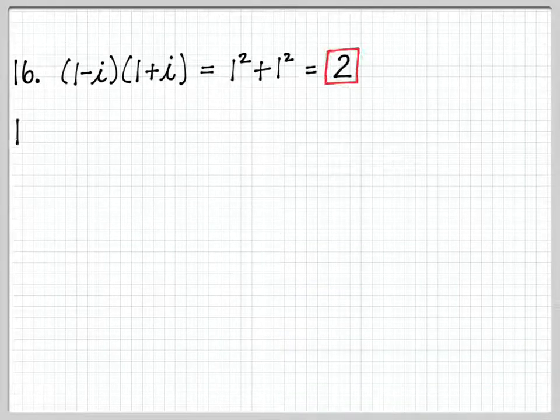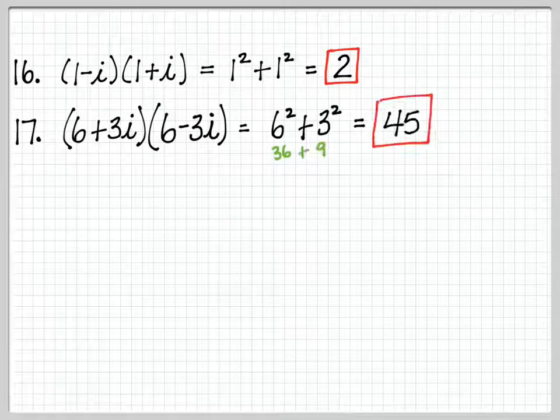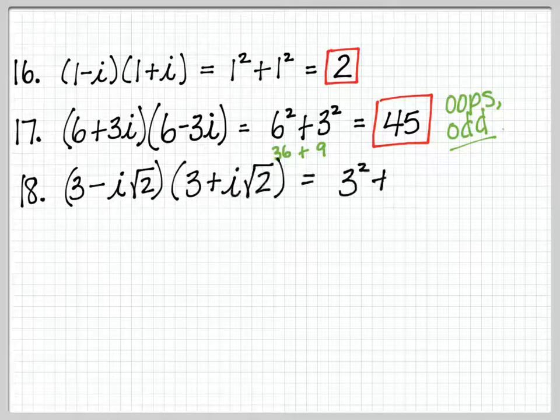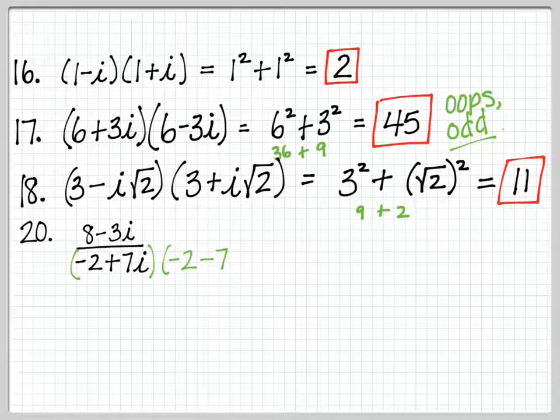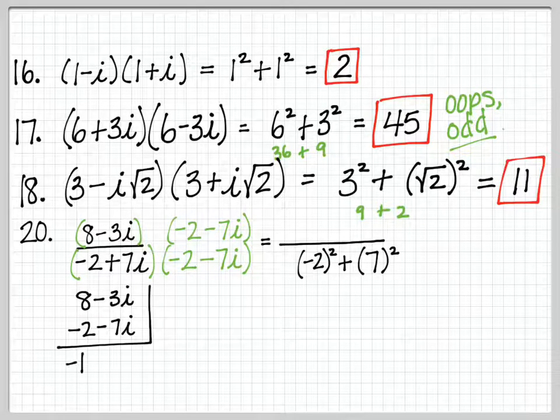For number 16, you're multiplying a conjugate pair. So remember, that's the sum of the two squares. Number 17, another conjugate pair. Oops, number 17 is odd, and you didn't even have to do it. But there it is for you to look at. Number 18 is another conjugate pair, the sum of two squares.